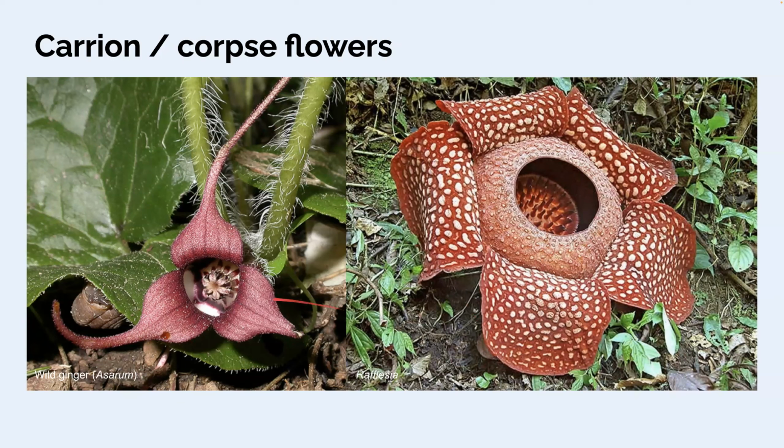So this is one we have locally. The wild ginger is a native plant to Wisconsin. This plant, Rafflesia, is the largest flower in the world, and it's found in Southeast Asia. But similar strategies, and they get pollinated by animals that otherwise would be visiting corpses, dead animals. So they get drawn in by the scent and the appearance. They end up getting pollen on them, and then they fly on to the next one.